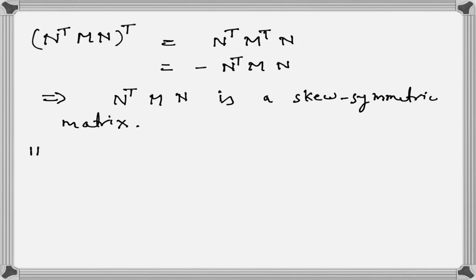Now let's prove the second part. Here we need to show that if M and N are symmetric matrices, then M N minus N M is skew symmetric. Okay, so let M and N be symmetric matrices.